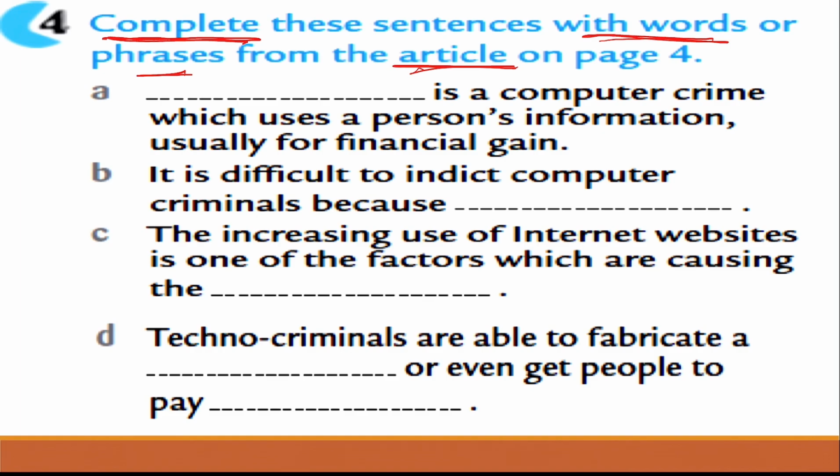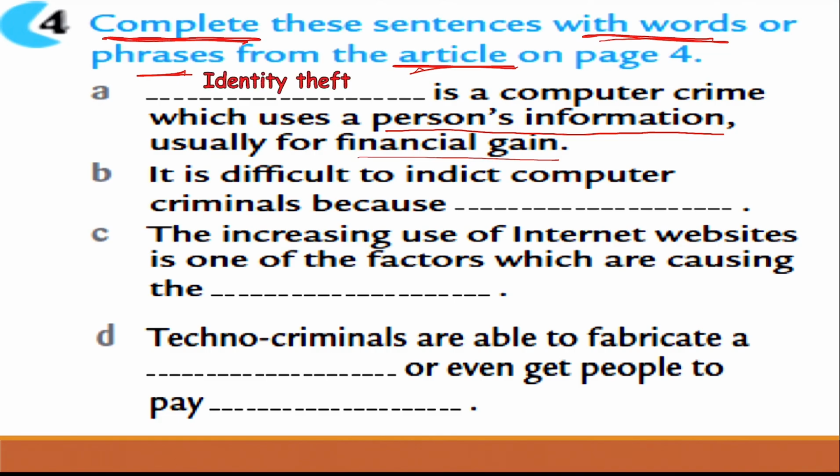So what is a computer crime which uses a person's information? Remember, usually for financial gain. They take personal information and they sell it for financial gain. Yes, I can hear you say it. Yes, it's identity theft. Very good.